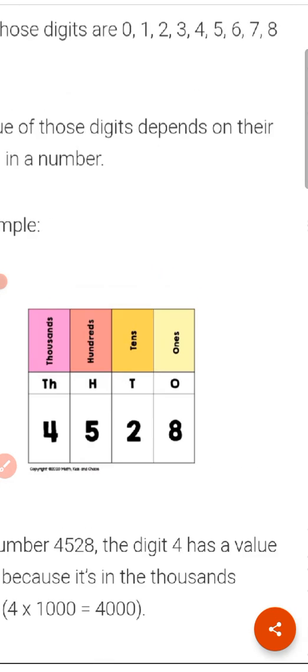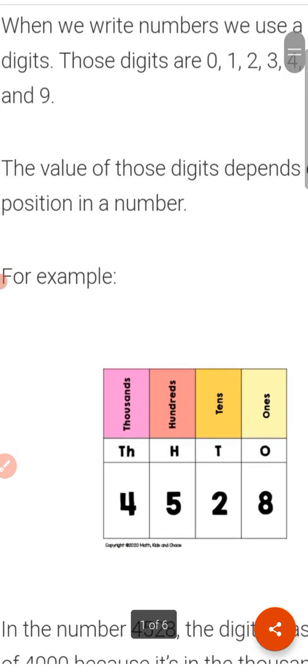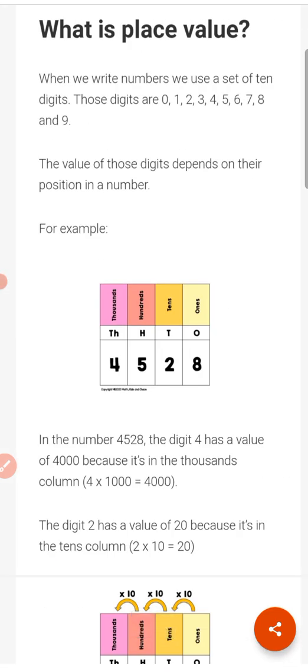Those digits are 0, 1, 2, 3, 4, 5, 6, 7, 8 and 9. These are the 10 digits we are using to form a number. Each digit has a value, but the value of those digits depends on their position in a number. Let me explain this, children.